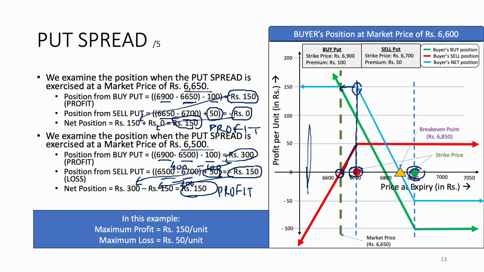So again, notice that the profit is capped at 150 rupees no matter how much the market falls. So we notice that the maximum profit we can make from a put spread, in our example, is 150 rupees and the maximum loss we can make is 50 rupees. So it brings us to the conclusion that when we exercise the put spread, we reduce the amount of loss that we will make as compared to if we just exercise a buy put. However, by using a put spread, we will also limit the amount of profit that we can make from the put option.